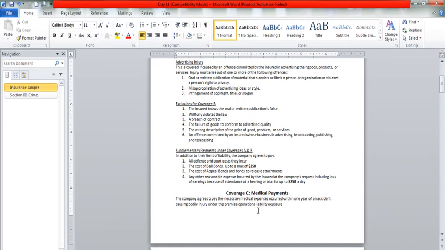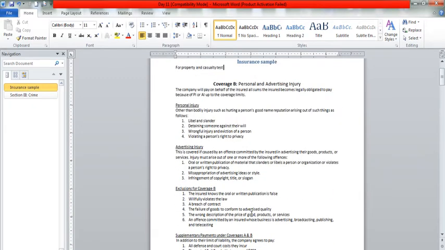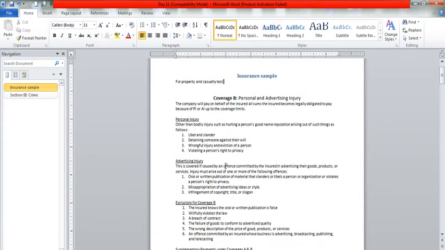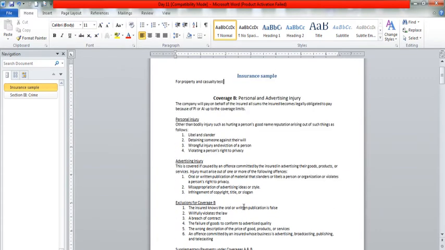Supplement payment under coverage A and B. In addition to the limits of liability, the company agrees to pay all defense and court costs that occur. So these are something you have if you have insurance on it. So sometimes, if you have a liability of $1 million, personal and advertising injury will be included in it. So basically, for those people that are, let's say, for example, CEOs, CFOs, higher profile people like basketball players, they might be under coverage B.